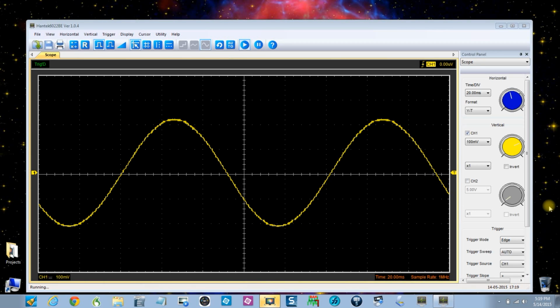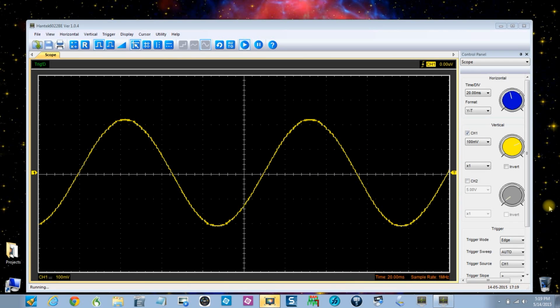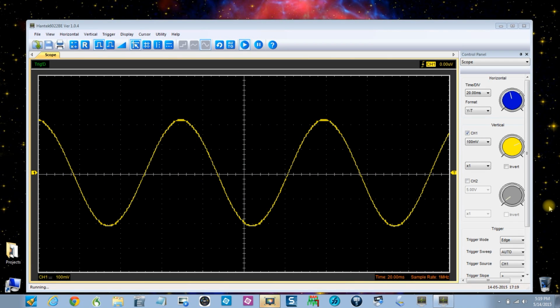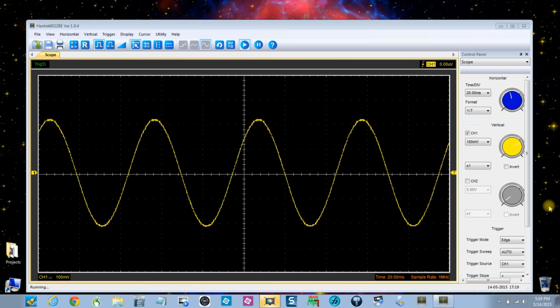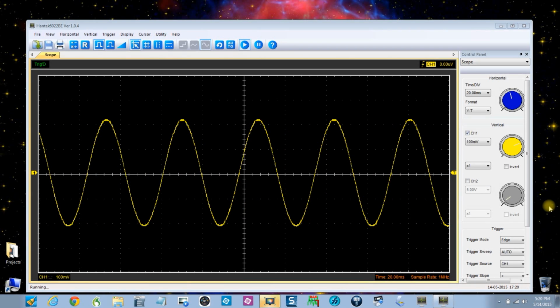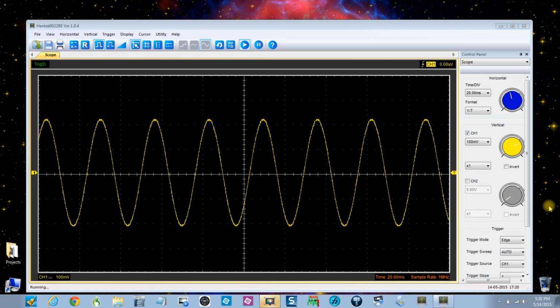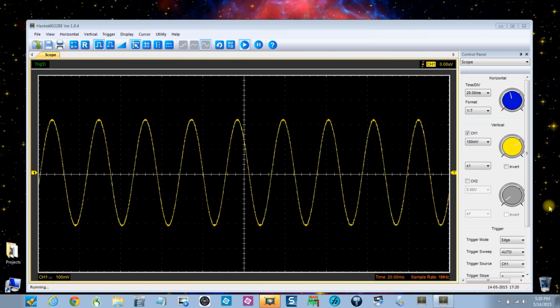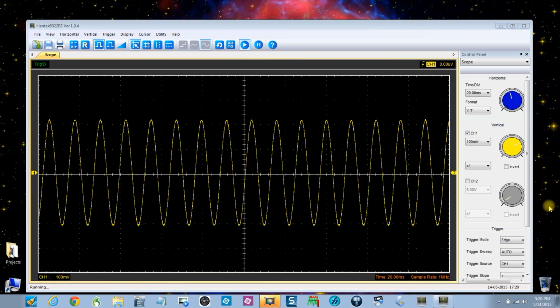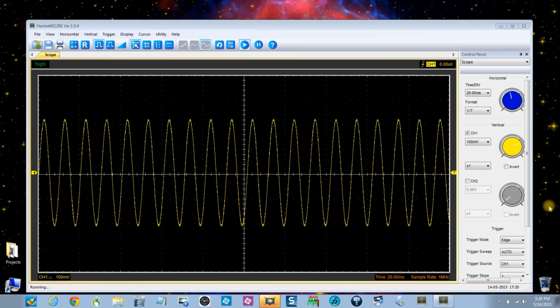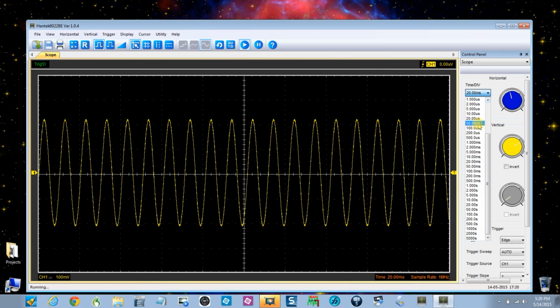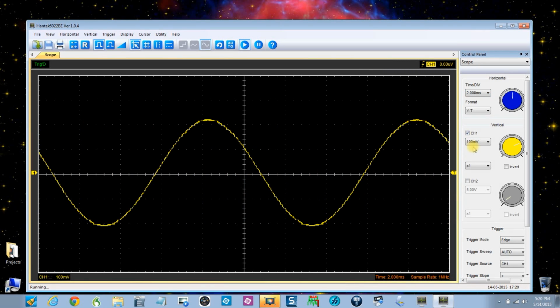Now I have hooked the oscilloscope up to my signal generator, starting at 10 Hertz. Now I'm increasing it slowly to see how the scope responds and see what the waveform looks like. Throughout this, I'm going to be increasing the frequency of the signal generator, and then of course increasing the time base of the oscilloscope, like I'm doing right here.